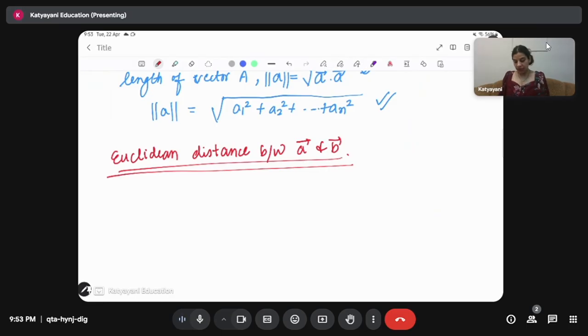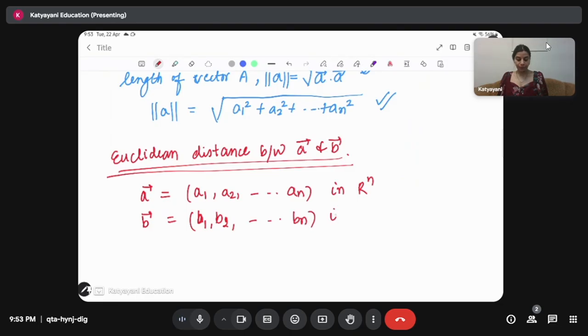So suppose A एक वेक्टर है, वो भी Rn में है, A1, A2 till An. Rn का मतलब है there are n components here in Rn. B is in the real space with n dimensions, so B1, B2 and so on till Bn, again in Rn, right? You have to find out the Euclidean distance between these two vectors A and B.